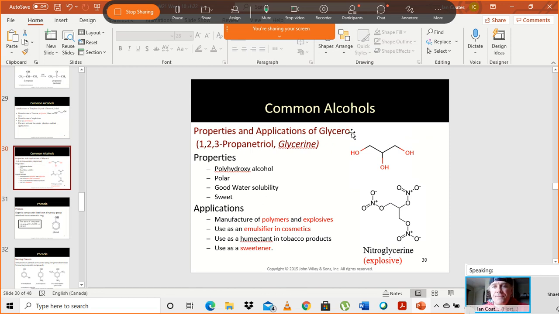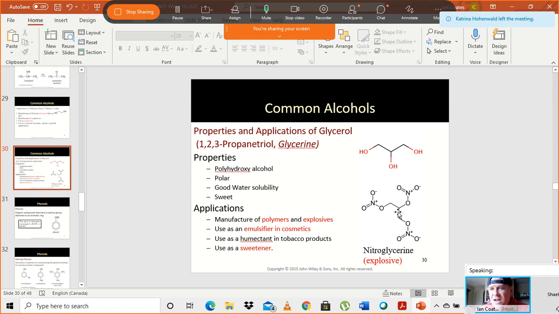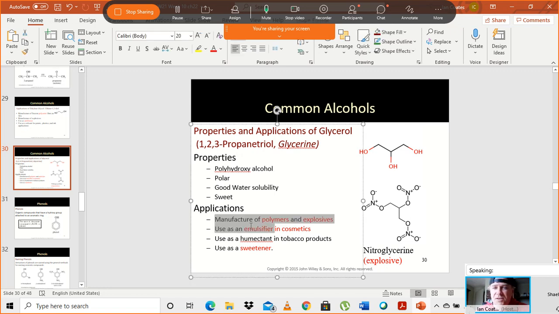Properties of glycerol, also known as glycerin. IUPAC name: 1,2,3-propanetriol. It's a polyhydroxy alcohol. So have a look here, this beast has 3 alcohols on it, which now allows it to do 3 different things on here. And you see here, nitroglycerin. This stuff is very dangerous. Boom, boom, boom. Highly explosive. So there's lots of applications here: polymers, explosives, sweeteners. Very good.